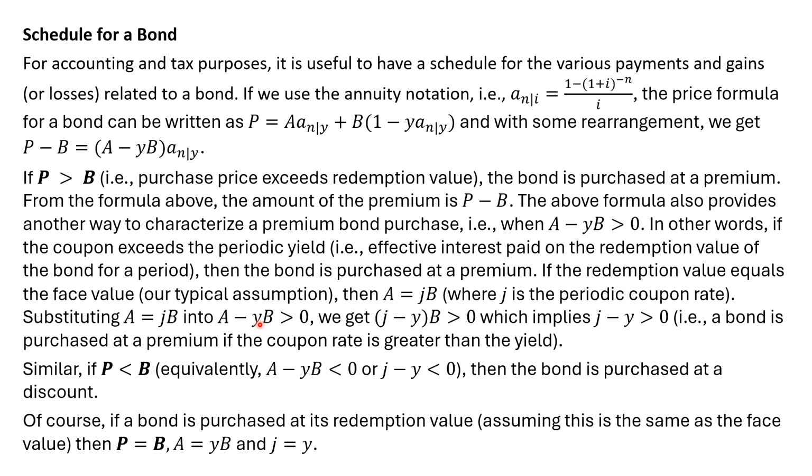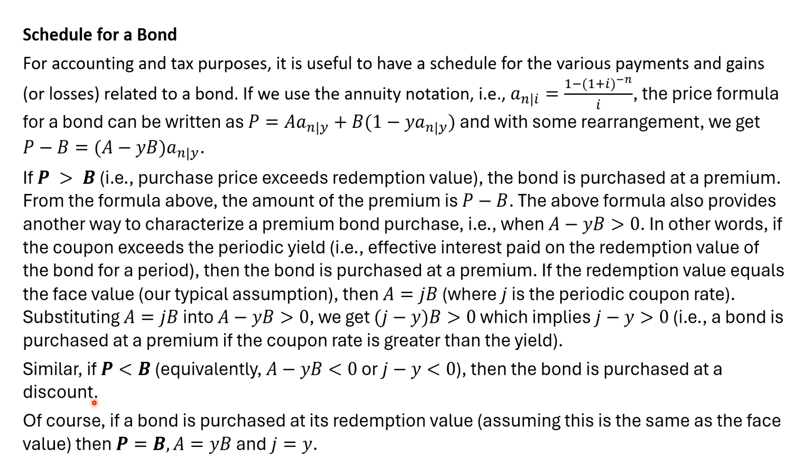And we get this plugged into here, and we get this here. And since B is greater than 0, and this whole expression is greater than 0, then J minus Y must be greater than 0. In other words, a bond is purchased at a premium if J, the coupon rate, is greater than the yield. And then the same analysis we can do for P less than B.